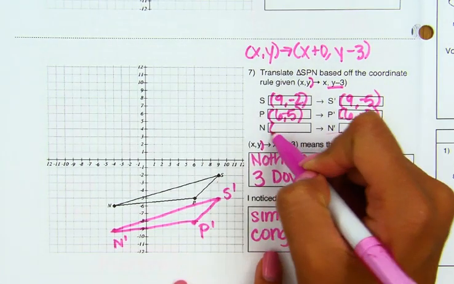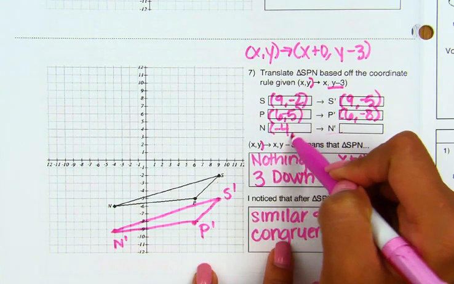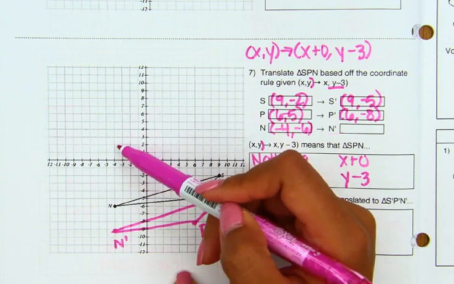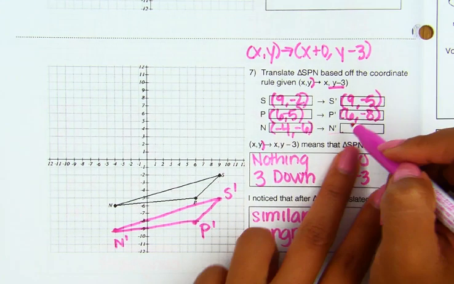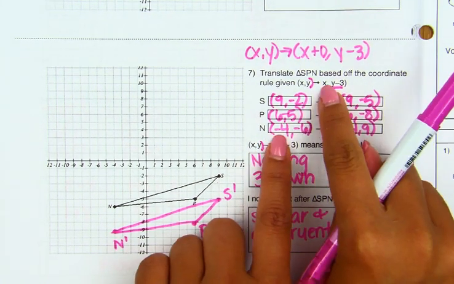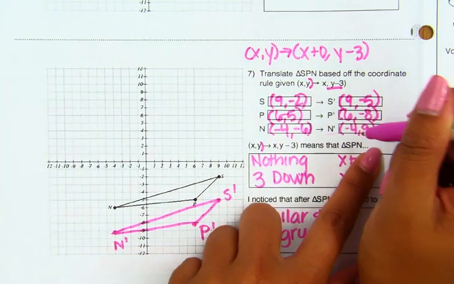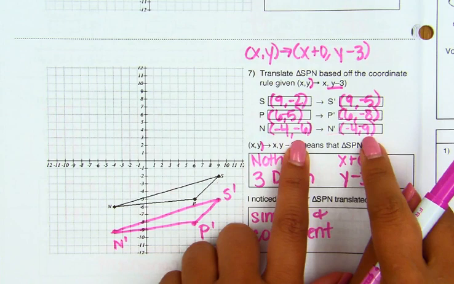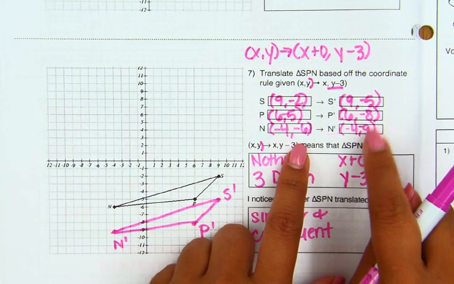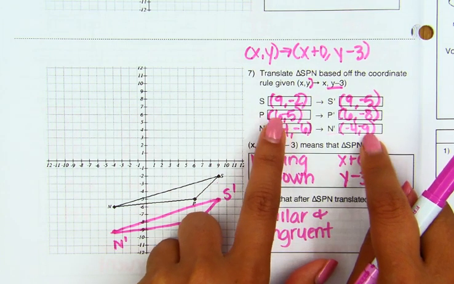And last but not least, for N, we have negative 4, negative 6, which then turns into N prime, which is negative 4, negative 9. Once again, you'll notice the X values stayed exactly the same, but the Y values did decrease. I keep forgetting my negatives, and that was a reminder that it should have decreased by 3, making it negative 9. Okay, so you'll notice I made a mistake for both of these. I forgot my negatives, so it's important to double check that.